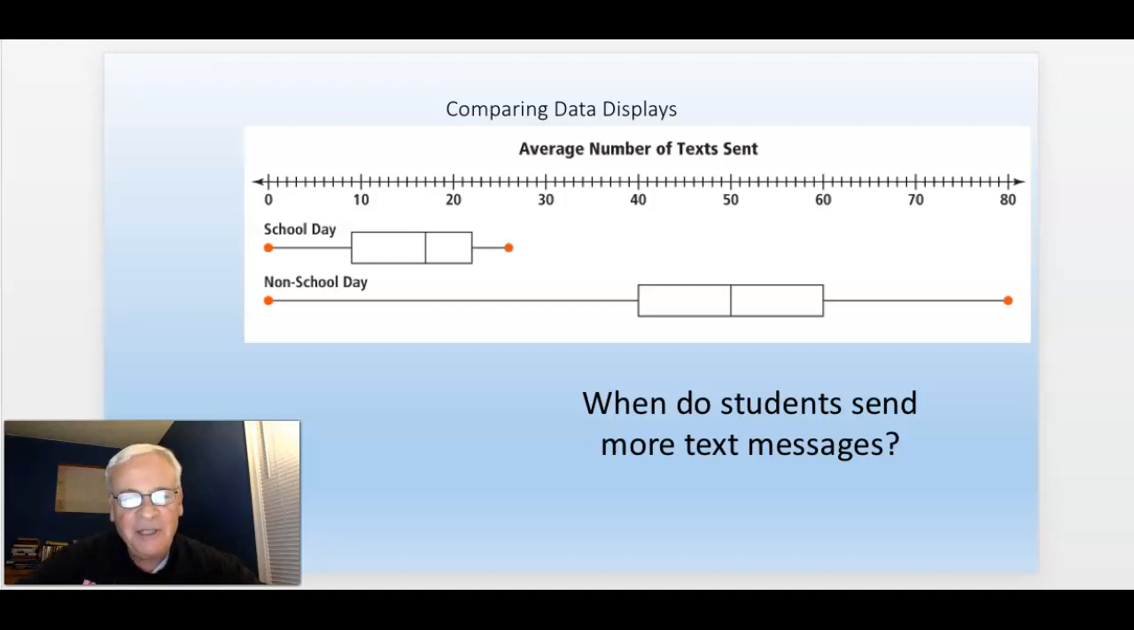All right, if you just ask yourself, when do students send more text messages? Now, this is probably pretty obvious, but the data shows it. During school or in non-school days, okay? The school days, they send a lot less text messages. That's what this data shows. Even though some students on non-school days and in school days, they send 0. The minimums are the same. But certainly during non-school days, students send a lot more text messages based on this data here, okay?